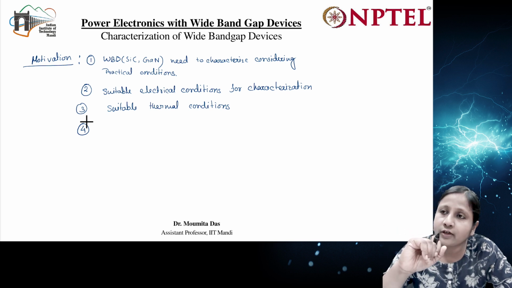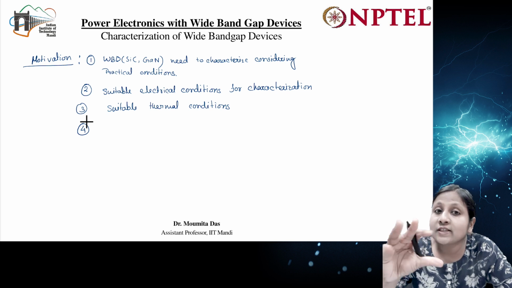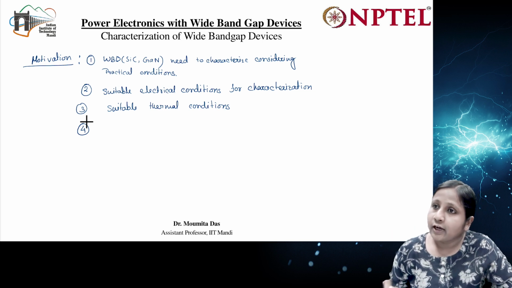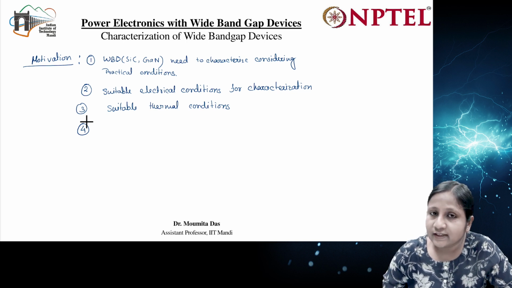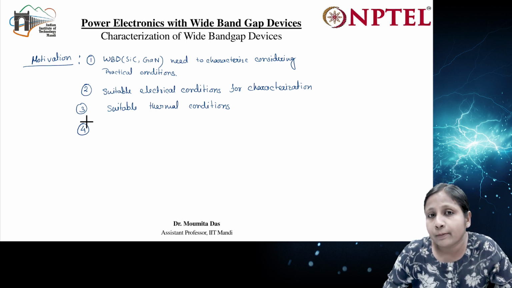Why will the design be different? Because some parameters which may not be significant for silicon device related design may become significant for wide bandgap devices due to consideration of the high frequency operation. So if we are using these devices, or designing one PCB for the characterization, then we have to consider all these points. So in that process, we can extend that knowledge for designing the converter using those devices.